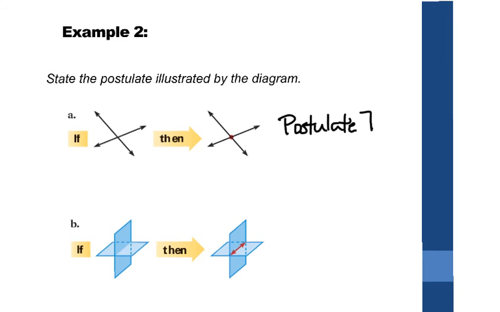And then part B, we have 2 planes intersecting. So if 2 planes intersect, then their intersection is a line. That is postulate number 11. Okay, so that's just looking at some diagrams and what they're illustrating, and understanding the point line plane postulates a little bit better too.